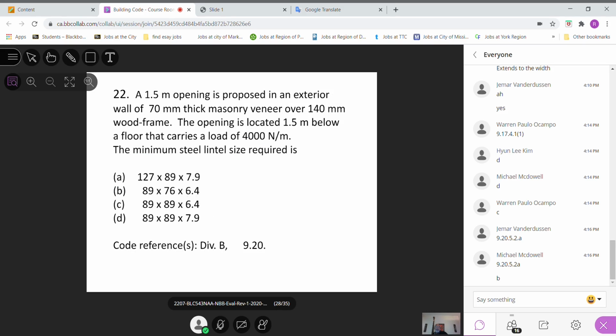Okay. And 20, here we have a 1.5 meter opening. It's proposed in an exterior wall of 70 millimeters thick masonry veneer over 140 millimeter wood frame. The opening is located 1.5 millimeters below a floor that carries a load of 4,000 newtons per meter. And we're looking for the minimum size of the lintel. And we have the table.